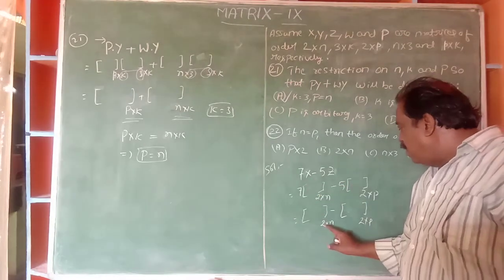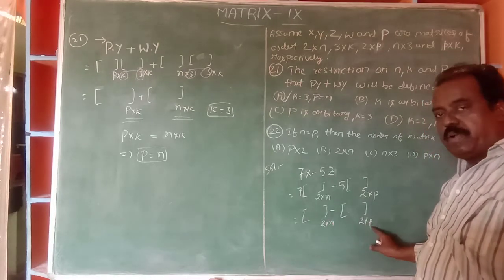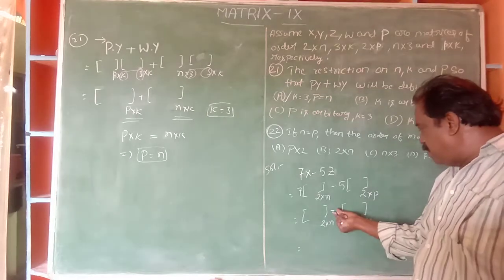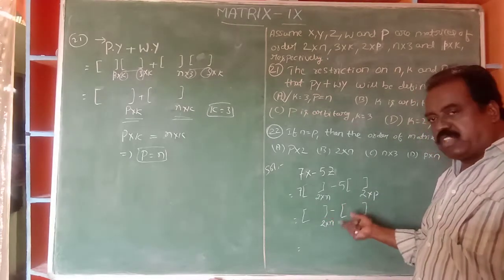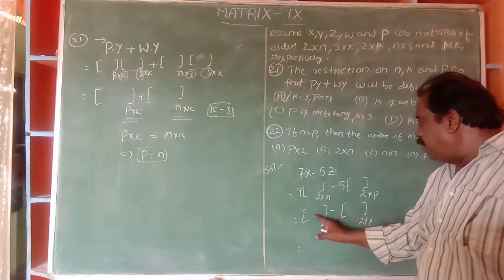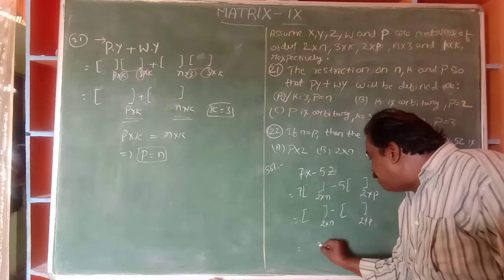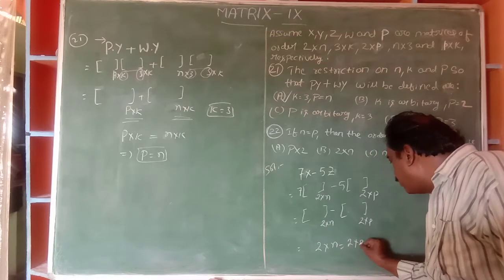Okay? So the order will not be changed. Here 2 by n and here 2 by p. But this is addition. Of course, here the negative is there. Okay, the difference and the sum are both the same. You see, for this addition of matrices, the order must be the same. The order must be the same. Okay?